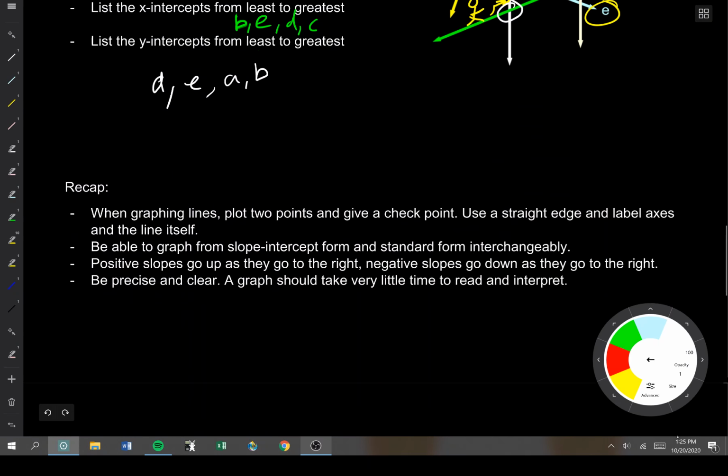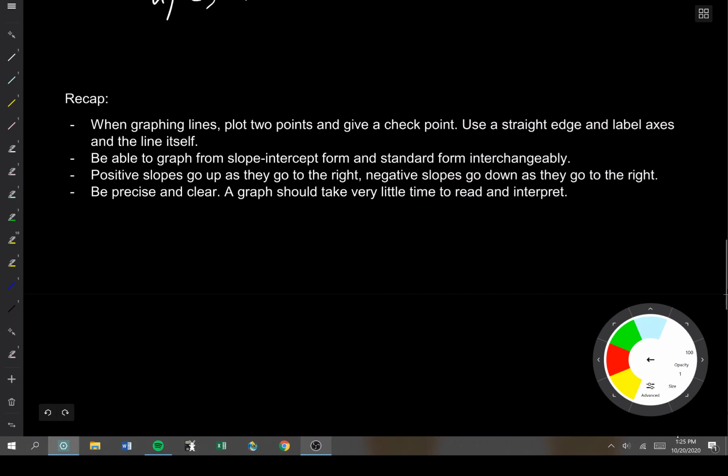Sweet. So to recap, when you're graphing lines, plot 2 points and give a checkpoint. Use a straight edge and label axes in the line itself. Show the check with your checkpoint. Be able to graph from both forms, slope-intercept and standard form. Positive slopes go up as they go to the right, negative slopes go down as they go to the right. And be very precise and clear. A graph should take little time to read or interpret. You should just have a very clear, labeled, obvious graph that I can just glance at and understand what's happening.